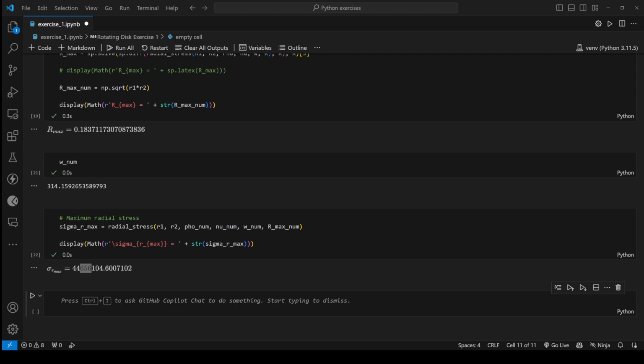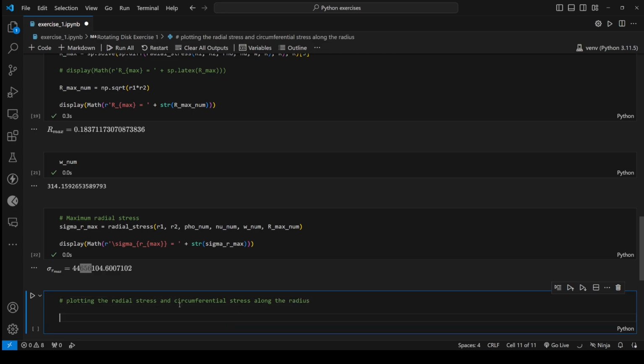If you're following along, writing down this Python code, you could do it, and then you can just write along with me, and then we can have a nice Python exercise in that sense. So to that end, we need to calculate a few things first. So let me write down here, plotting radial stress and circumferential stress along the radius. There you go.